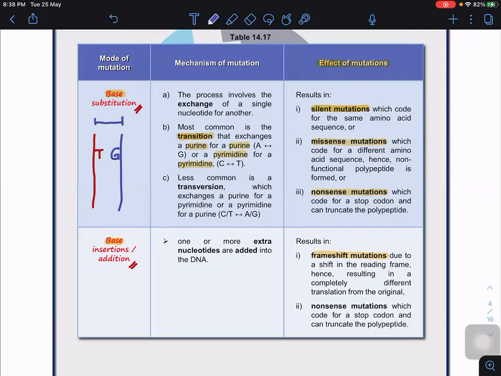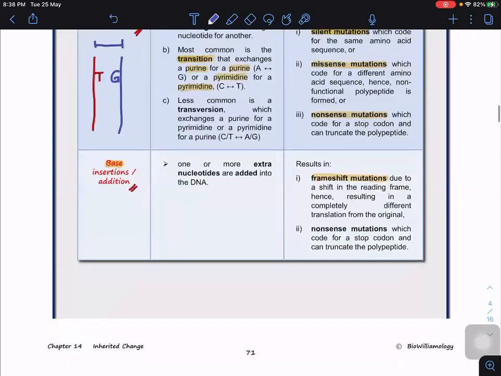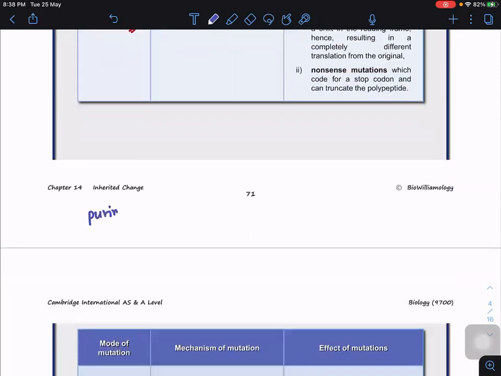Okay, so a bit of revision here. If you forget, we do have the purine. In DNA base pairing, we pair purine with pyrimidine. Why do we need to pair purine and pyrimidine? Why can we not pair purine and purine? Why can we not pair pyrimidine and pyrimidine? It's because of the distance.